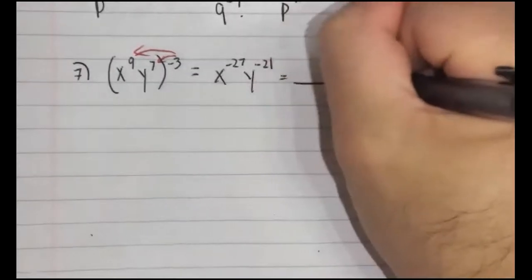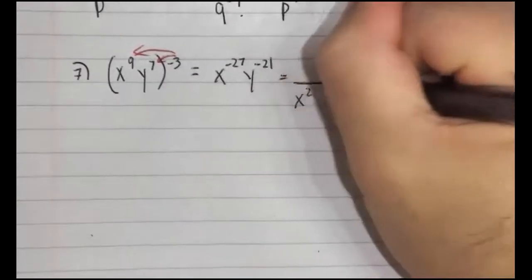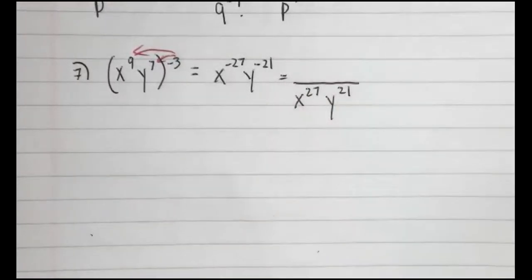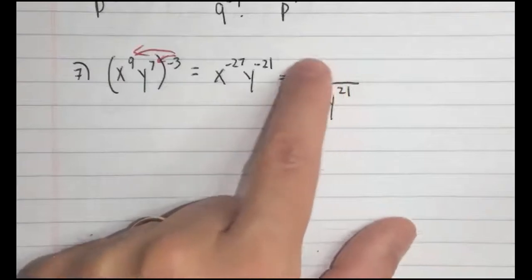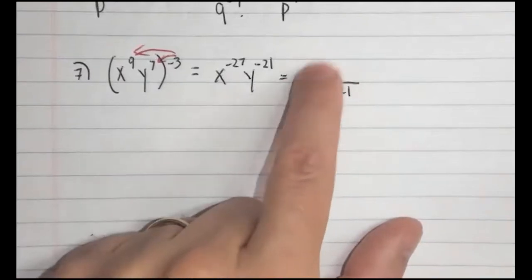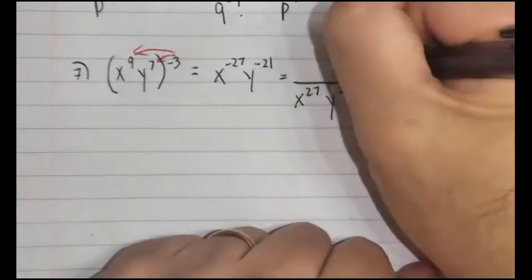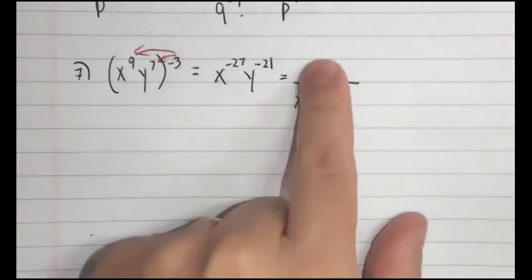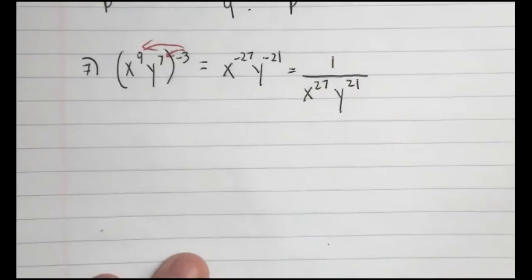They need to travel. They need to move down to my denominator. When I move them down to my denominator, they become positive. Now, if you notice, there's nothing left up here. But there's always something there. Don't ever leave it just blank. And what should be up there is the 1. So it's 1 over x to the 27 and 1 over y to the 21.